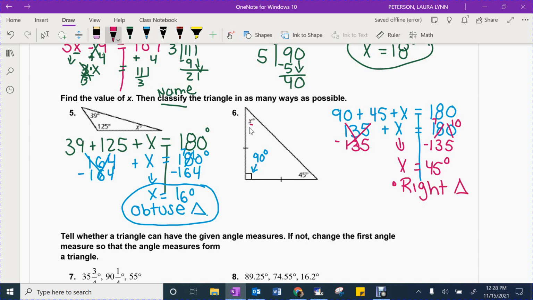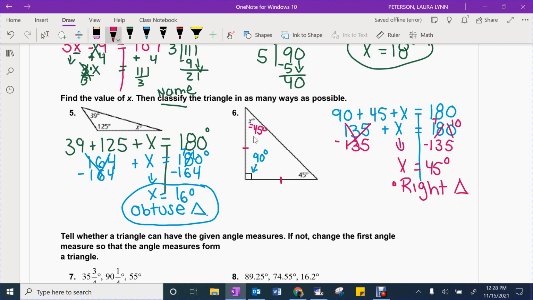But this triangle actually has another name. If you're not sure what these little tick marks on the side of our triangle are, this is a little symbol that says, hey, whatever length these two sides are, they are the same. So it could be 4 inches and 4 inches. It can be 12 centimeters and 12 centimeters. Doesn't matter, but these tick marks say they have to be the same.